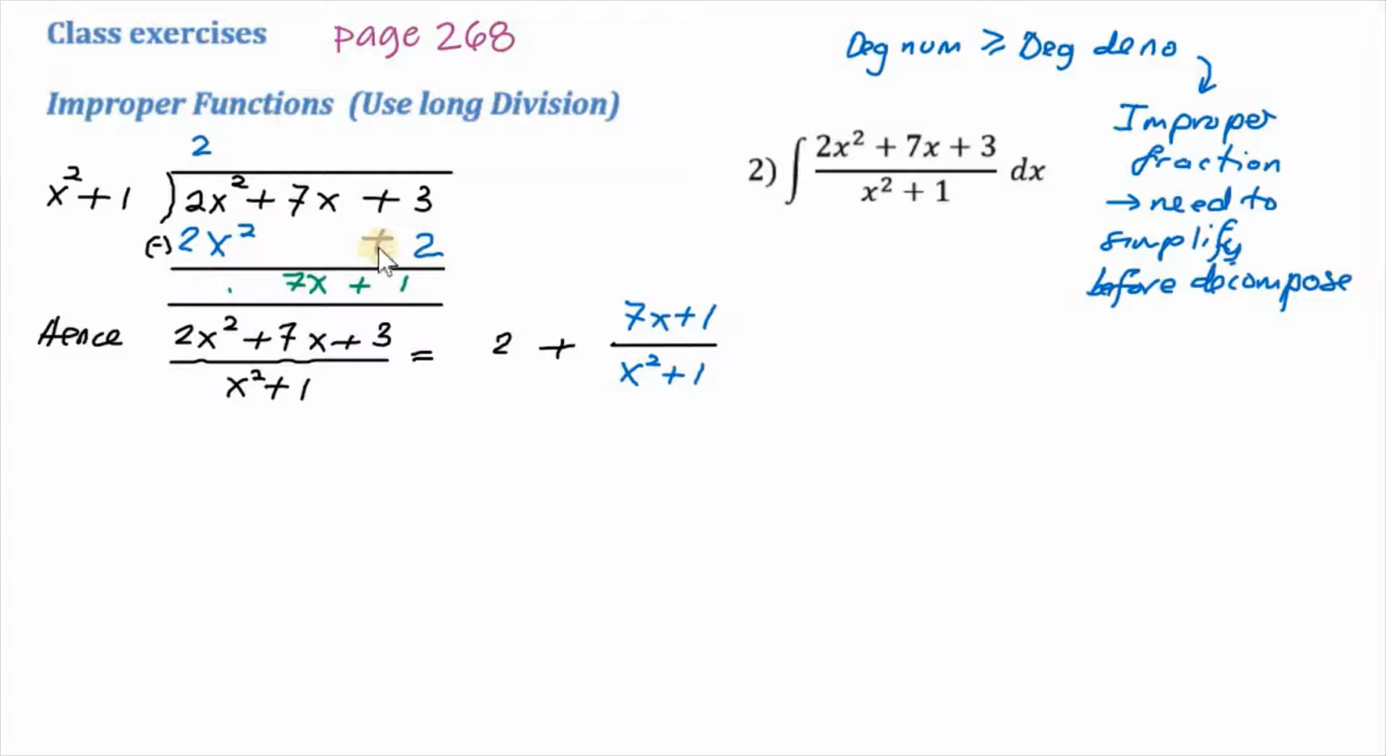So let's compare work. Okay, so we have got this. I hope you have got it correct. So our fraction now is equivalent to the quotient, 2, plus the remainder over the divisor. We have to get this one correct first.